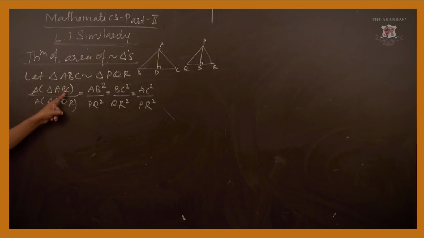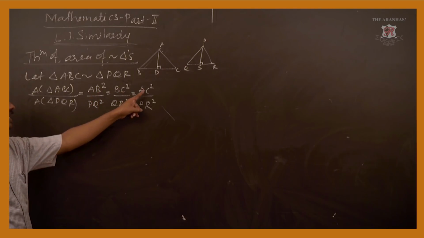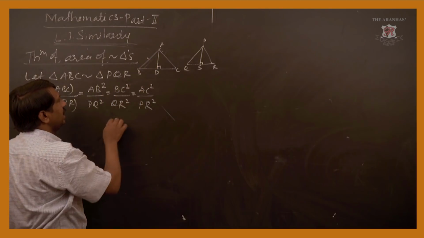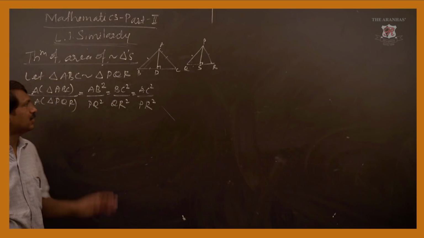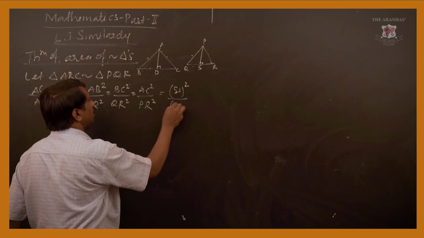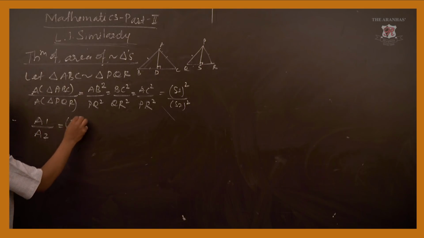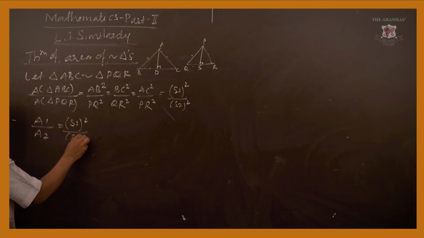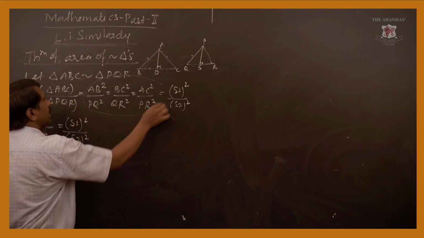Look here, area of triangle ABC upon area of triangle PQR is equal to AB square upon PQ square, BC square upon QR square, AC square upon PR square. AB, AC, BC, PQ, QR and PR are all sides. So in short, A1 upon A2, area of the first triangle upon area of the second triangle, is equal to S1 square upon S2 square. S1 means not only one corresponding side, it is for all three pairs of sides.